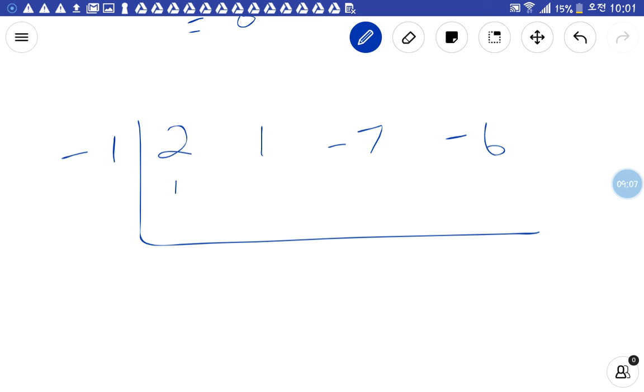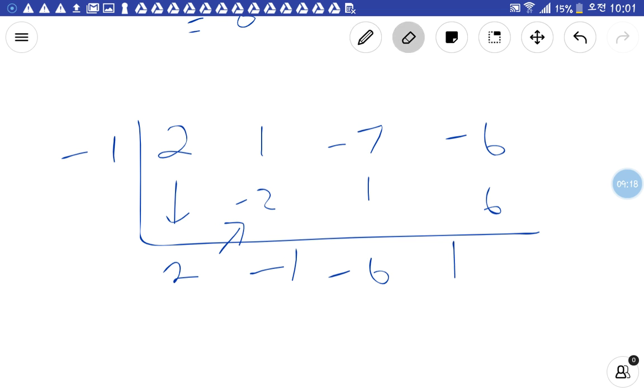Now what do we do? Bring 2 down. Multiply them. It should be right down here. Add them up every single time. 1, negative 6, and positive 6 equal 0. So as we talked about before, your 0 would be the remainder.